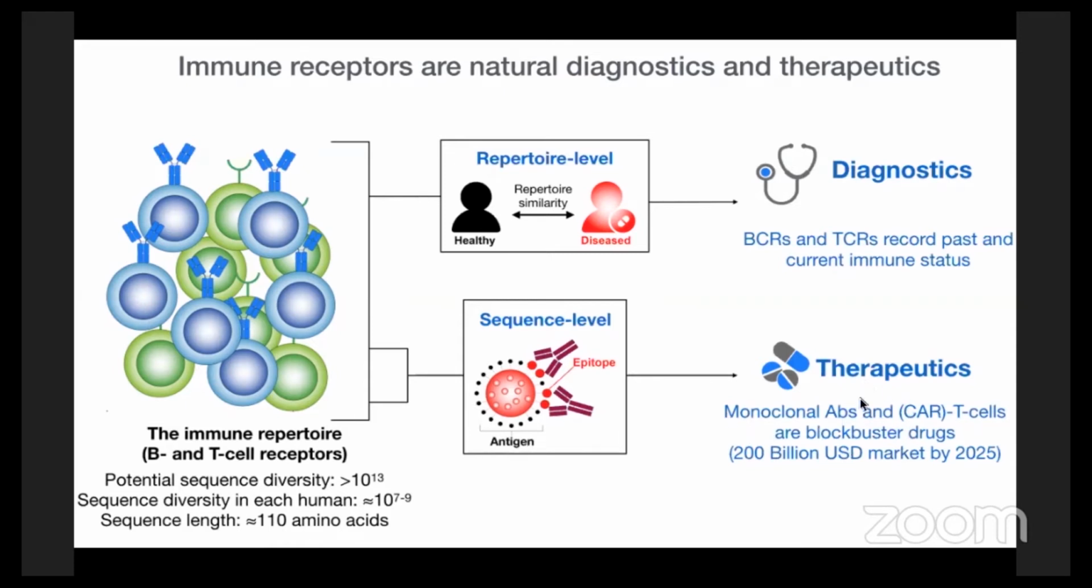And just to give you an impression of the scale of this market, so by 2025, the monoclonal antibody market, which is mostly used now for cancer therapy and autoimmune disease therapy, is estimated to be about $200 billion. So it's a highly interesting market, both science-wise, but also economic-wise.